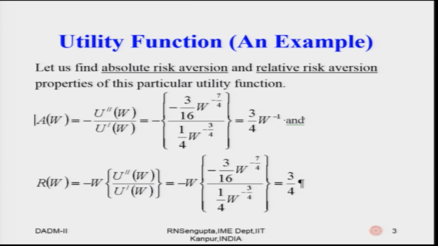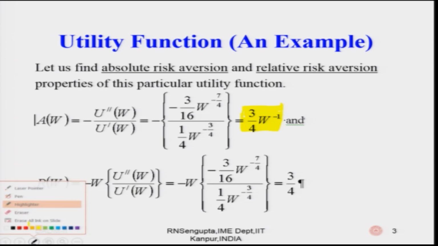That value comes out to be 3/4 of w to the power minus 1, or 3/4 by w. And the r value, as you know, is given by minus w into u double prime by u prime, and when you calculate it, it comes out to be 3/4. So, I will just mark those values.